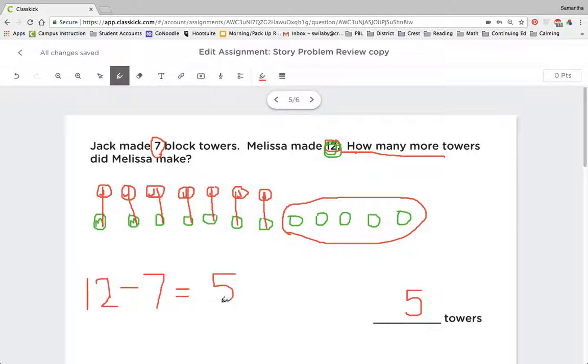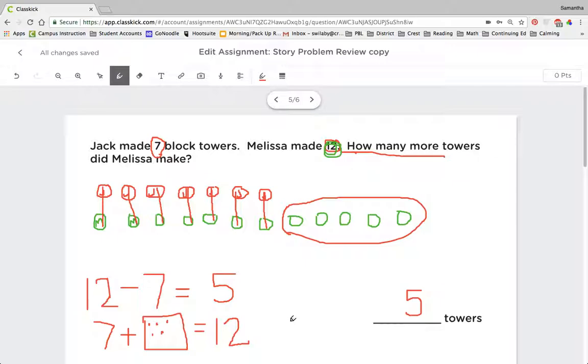The second strategy shows me that I got the right answer before with my picture. I have 5 left. I could also do an equation of 7 plus blank, so figure out what I need to put with 7 to get to 12. So it's kind of thinking of it as how many more towers would Jack have to build to have the same amount as Melissa. So I could count on 7, 8, 9, 10, 11, 12. Again, that's 5. So 3 different ways that you could solve this problem.